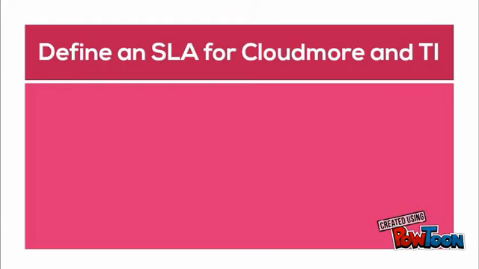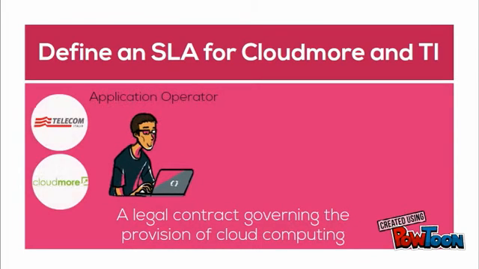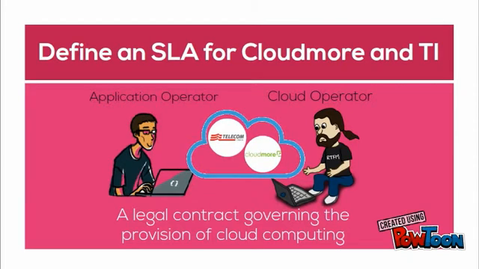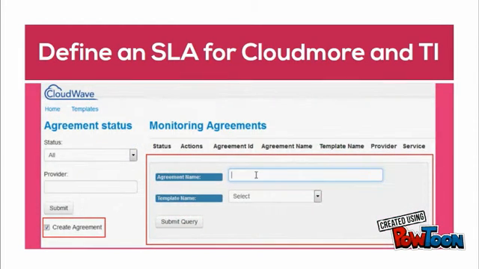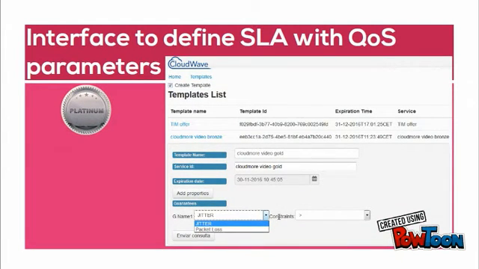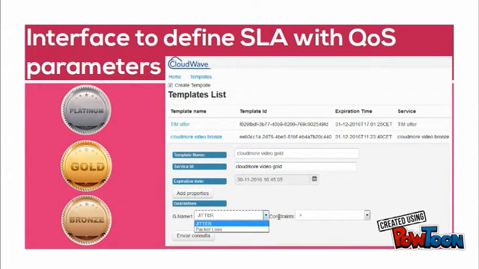The demo starts with the CloudMore and Telecom Italia application providers requesting to host their services on the cloud. Service-level agreements for these applications are then created. An SLA template for the service level, either Platinum, Gold, or Bronze, is selected and then customized by selecting minimal conditions for the quality of service parameters such as video jitter.